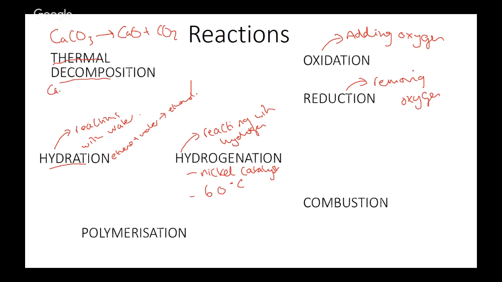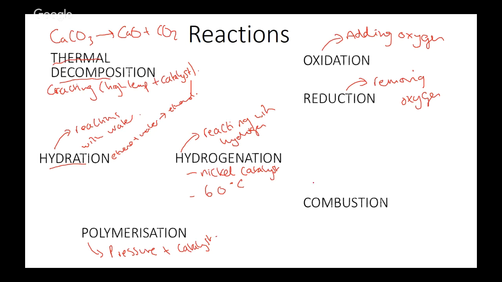Cracking is also an example of thermal decomposition, requiring a high temperature and a catalyst because you're trying to break the bonds and break those long chain alkanes down. Polymerization, the opposite, when you've got an alkene and you want to make it into a long polymer, that requires pressure and a catalyst.